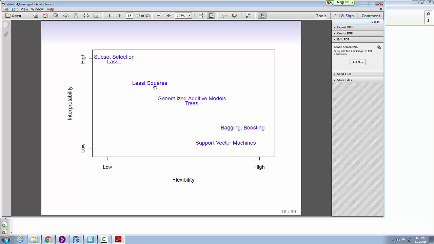So, for example, least squares, think of that as just linear regression, with a numerical response and some predictor variables. We're going to say the mean of y is beta 0 plus beta 1 times input variable 1 plus beta 2 times input variable 2, and so on. So this is not terribly flexible because it's restricted to being linear. No curviness allowed. It is relatively high on the interpretability scale, though, because a linear model is pretty easy to interpret.